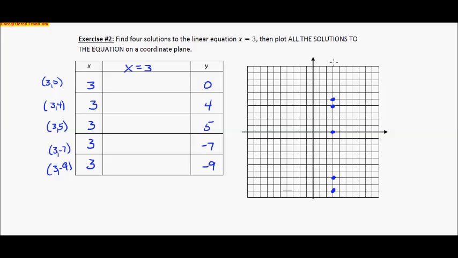So again, if I connect those points, I get a vertical line, just like the one before. Whenever it is x equal to a number, you are always going to get a vertical line. So there is x equals 3. It's that easy. Alright, so let me clear the deck and we will go on to number 3.